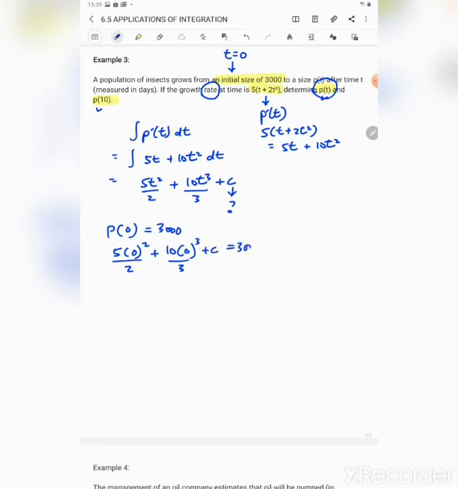Plus C equal to 3000. We know that the value for this one is equal to 0, right? Because 5 multiplied by 0, 10 multiplied by 0. And then C is equal to 3000. Therefore P(t) is equal to 5t square over 2 plus 10t cube over 3 plus 3000. This is the answer for P(t). To find P(10), substitute the value 10, replacing t.